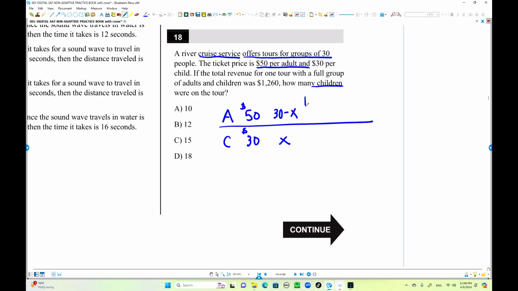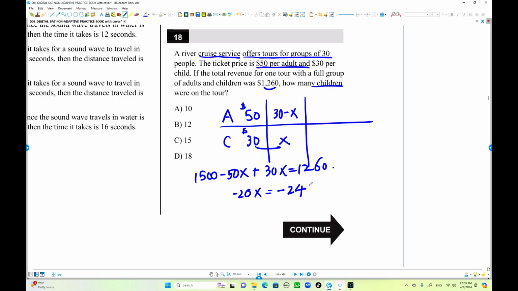So the total amount is 1260. You can set up the equation: 50 times 30 is 1500, minus 50x, plus 30x, and that total equals 1260. So negative 20x equals negative 240. You divide by negative 20, so the value of x equals 12. There are 12 children and 18 adults. That's right, the total is 30. So choice B is the answer.